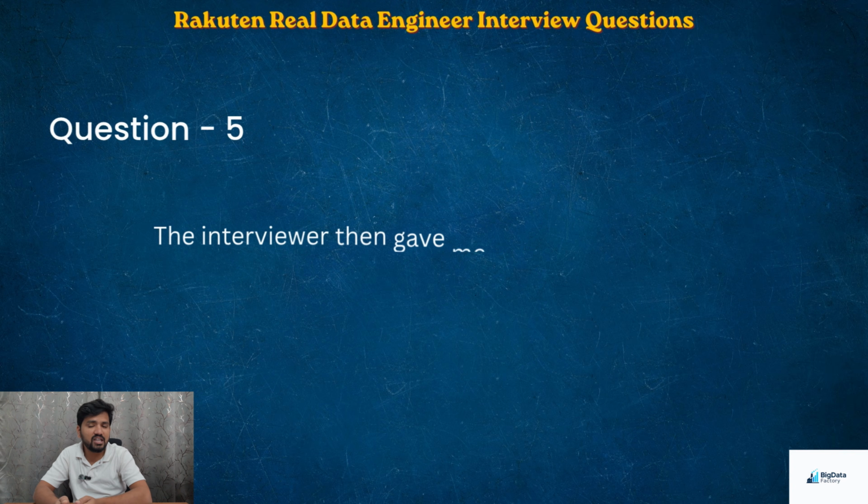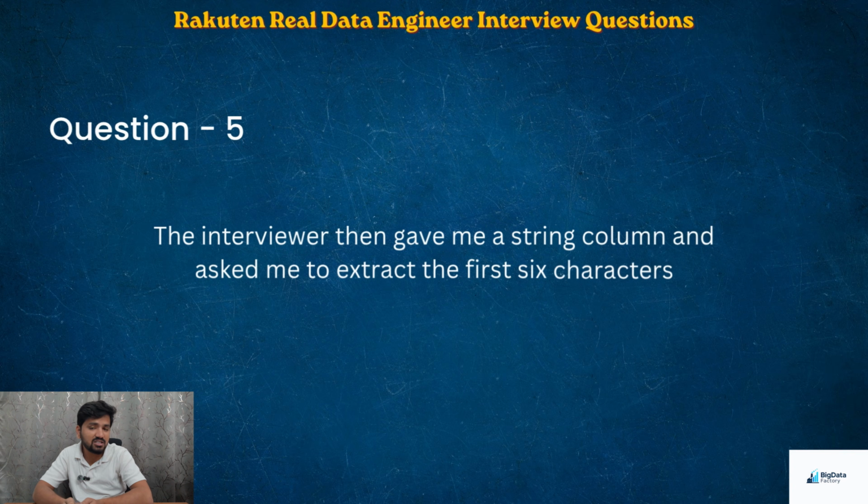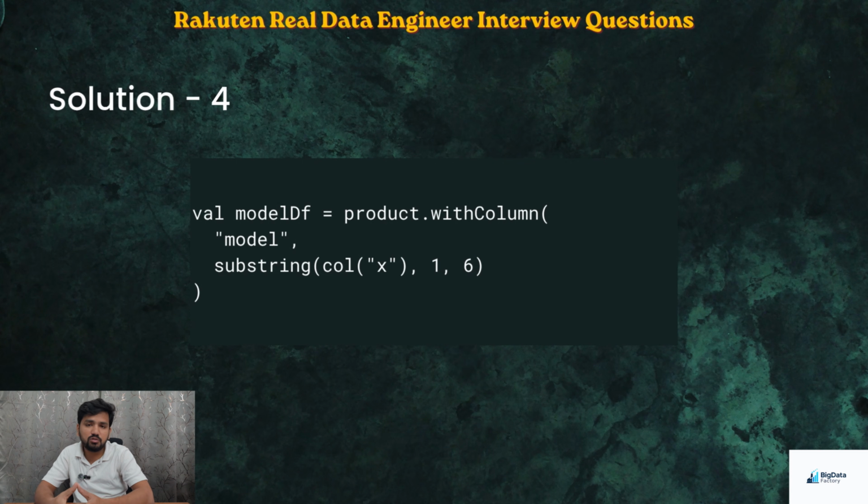The interviewer then gave me a string column and asked me to extract the first 6 characters. The important thing to remember is that Spark substring starts from position 1. So substring of column 1,6 means start at position 1 and take 6 characters. So within this one Spark section, the interviewer tested 3 things: aggregation, filtering, string manipulation.